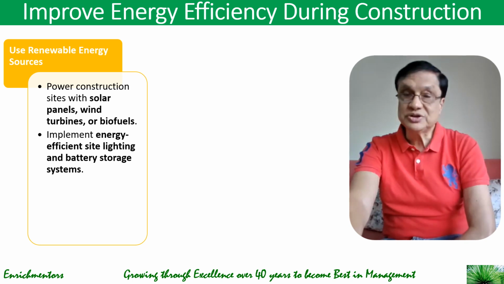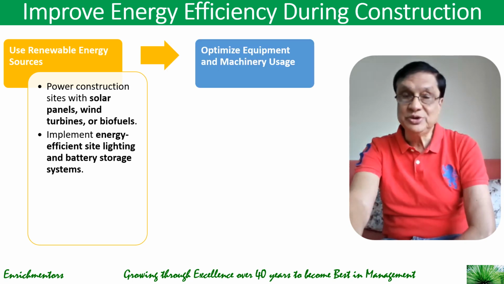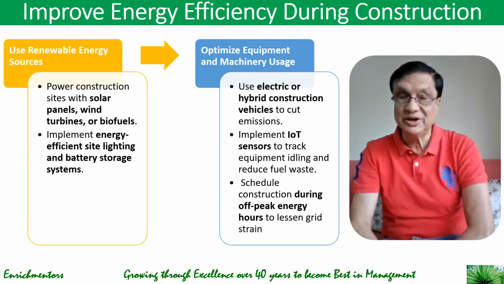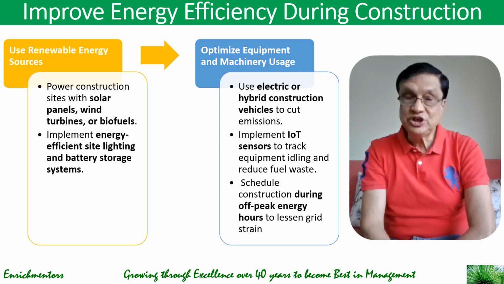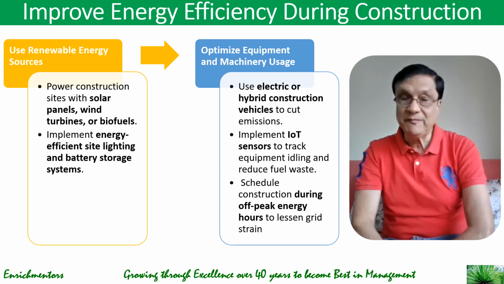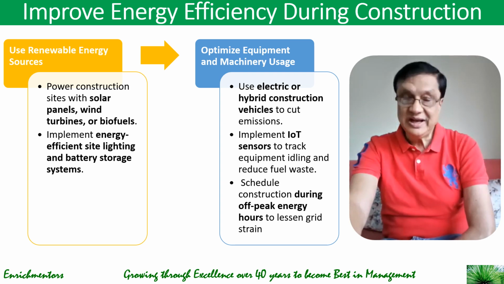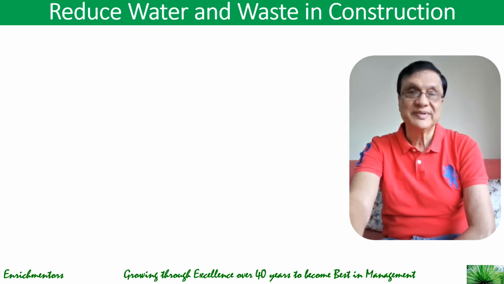Second thing you can do is to optimize equipment and machinery usage. And this you can do by using electric or hybrid construction vehicles to cut emissions, implement IoT sensors to track equipment idling and reduce fuel waste, and schedule construction during off-peak energy hours to lessen the grid strain. So like this, you can improve energy efficiency during construction.